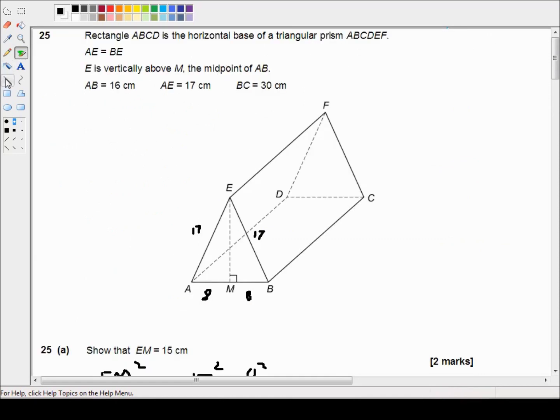Okay, so 25B says work out the size of angle ECM. Okay, so what's ECM? So this is E. Actually, I'll use a different colour so it's clear. So this is EC and to M, from C to M. Oh gosh, so that's this angle here, this angle C. So we either want length MC or we want length EC.